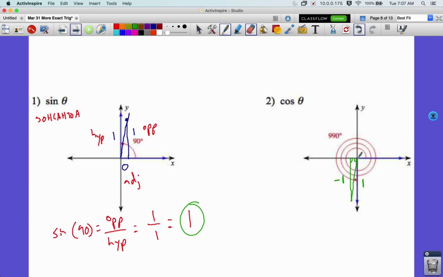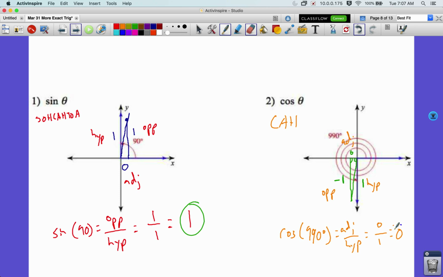The hypotenuse is always measured from the origin out, but the opposite is measured in the direction that it moves in the plane. So if it goes down, that's actually a negative 1, and 0 for the adjacent there. So that's my opposite, that's my hypotenuse, that's my adjacent. For cosine, I need CAH. So the cosine of 270 degrees equals adjacent over hypotenuse equals 0 over 1 equals 0.